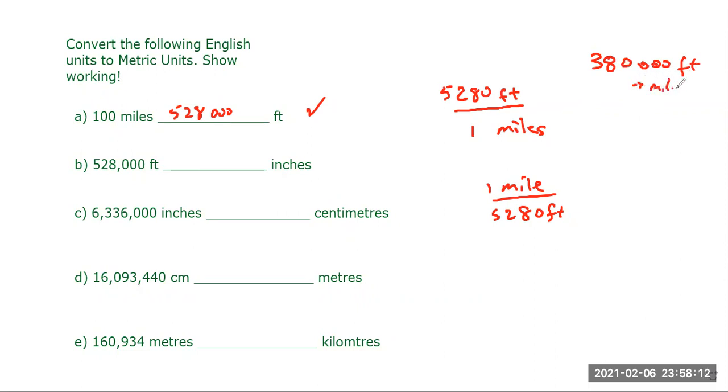We wouldn't use this one, because let's try that one and see what will happen. If we multiply this by 380,000 feet, what will happen exactly? You see, we would not be able to cancel miles with mile. Basically, it would be feet squared over miles. That doesn't make sense.